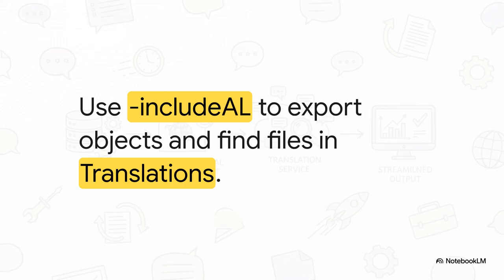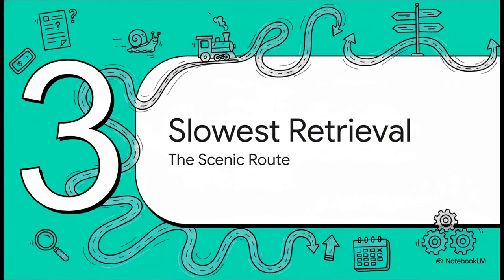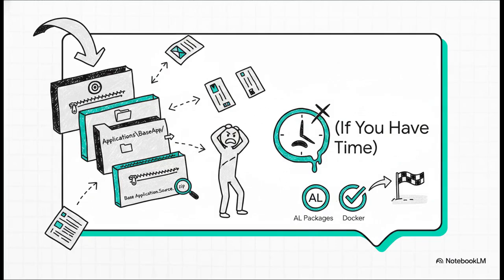The files are just sitting right there waiting for you. Okay, moving on to part 3, the slowest retrieval method. We're going to take a super brief detour to look at the scenic route, mainly just so you know exactly what to avoid doing. As the author of our source material, Waldemar Brokowski, hilariously puts it, this is option 3 if you have too much time. And honestly, he hit the nail on the head.